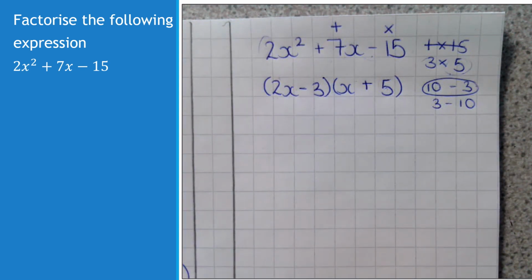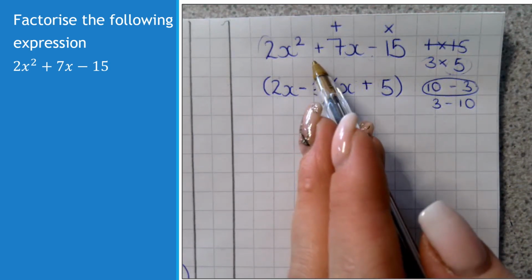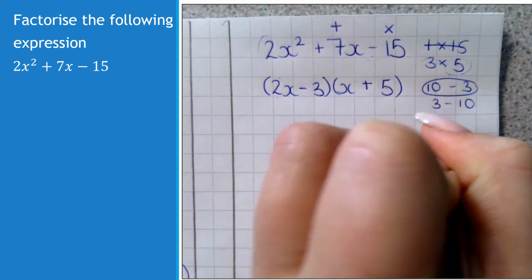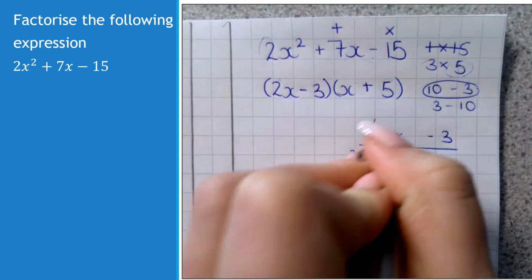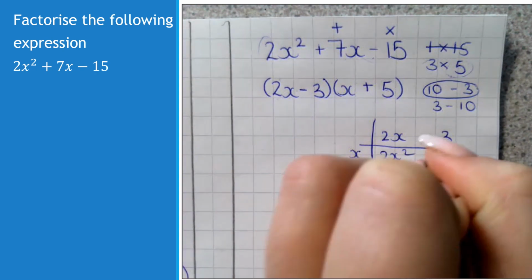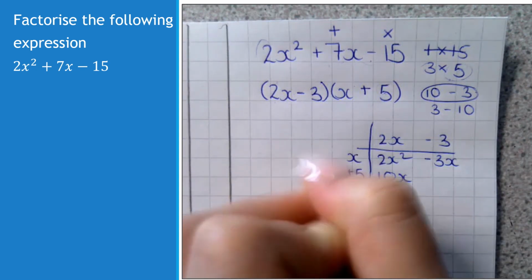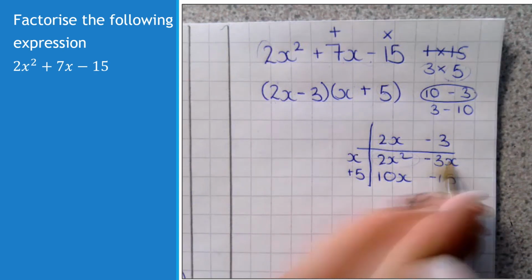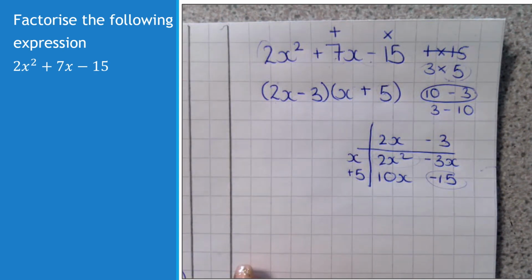Again, like I mentioned in the other video, you can expand these brackets here to check that you've got the right answer. So I'll do the grid method quickly here just to show for this one. So 2x minus 3 and then x plus 5. 2x multiplied by x is 2x squared, minus 3 multiplied by x is minus 3x, 2x multiplied by 5 is 10x, and negative 3 multiplied by positive 5 is negative 15. 2x squared, 10x minus 3x is 7x, and then we've got minus 15 on the end, so we know that we've factorised this one correctly.